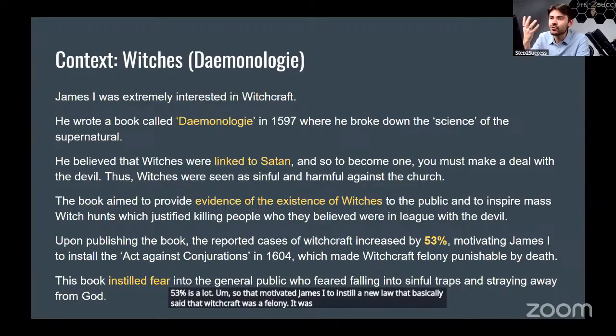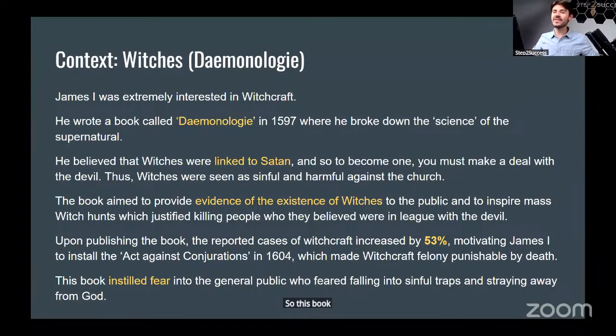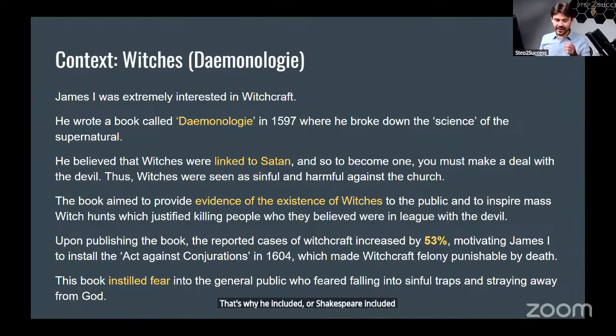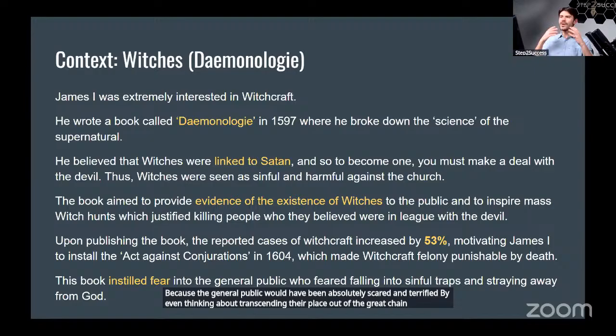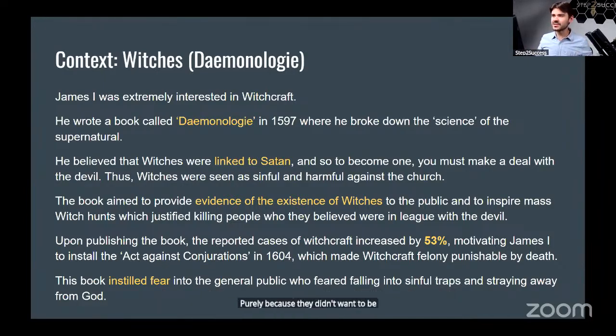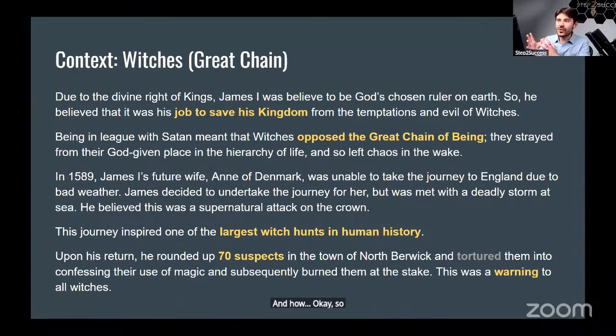It was a legal crime that could be punished by death. So this book instilled fear in the general public, who feared falling into sinful traps and straying away from God. That's why Shakespeare included witches in the play, because the general public would have been absolutely scared and terrified by even thinking about transcending their place in the great chain, even going against God, committing one sinful act. People were scared of lying and stealing and murdering purely because they didn't want to be sent to eternal damnation in hell. Okay, so linking the witches to the great chain.